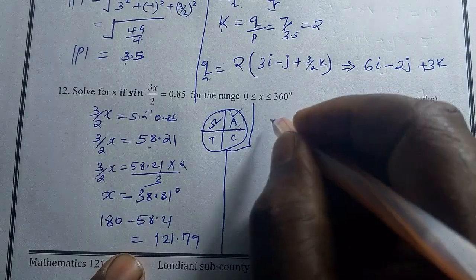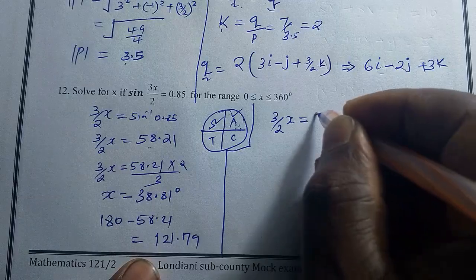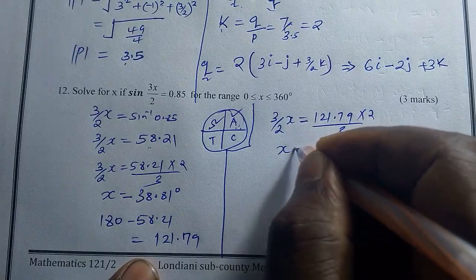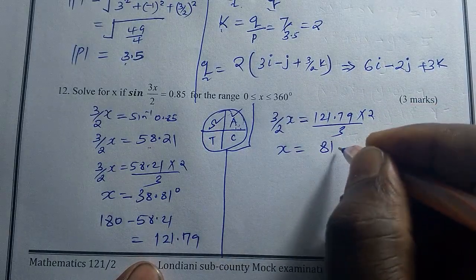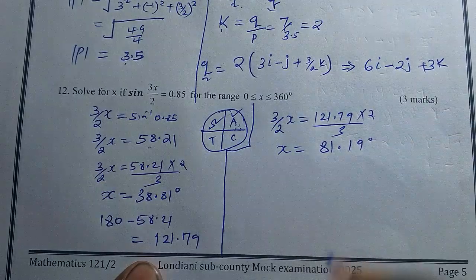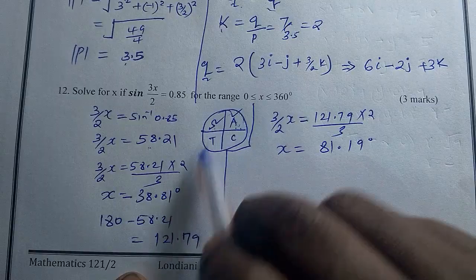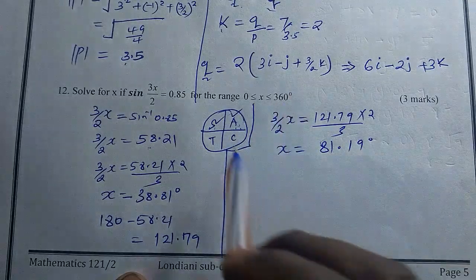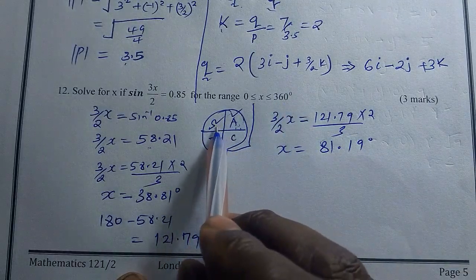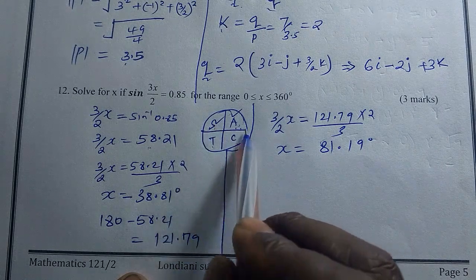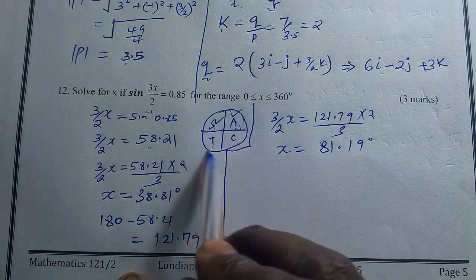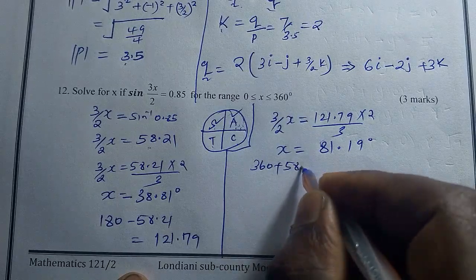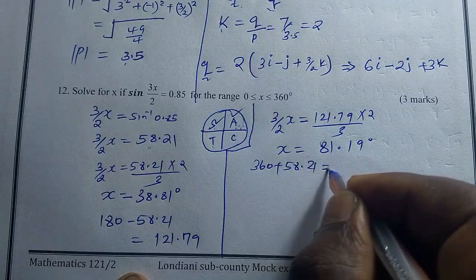So we say 3 over 2 x equal to 121.79. So times 2 divided by 3 will give us x, and that is 81.19 degrees. So we have finished here, but we see the range was 0 to 360, so we need to go to the next one. How do you get an angle after going 360? It is 360 plus 58.21.